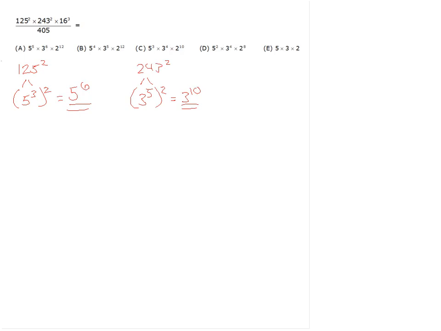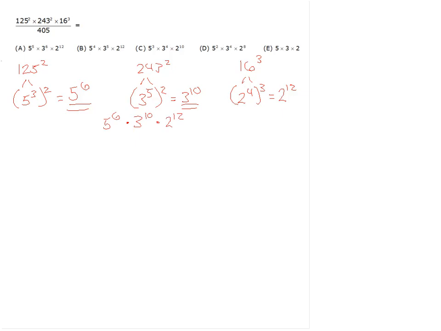But moving on to 16, if you haven't memorized it, 16 is also 2 to the fourth power. But again, it's not just 2 to the fourth, it's 2 to the fourth to the third, because we have 16 to the third power. So this, of course, gives us 2 to the 12th. So at a bare minimum, we have our numerator, which is 5 to the 6 times 3 to the 10 times 2 to the 12.